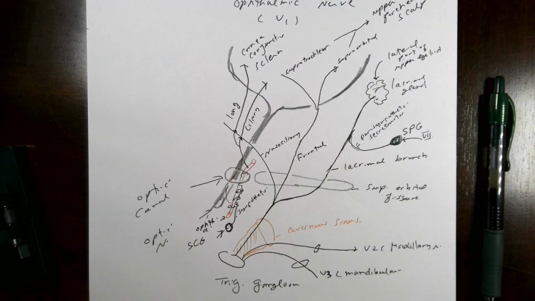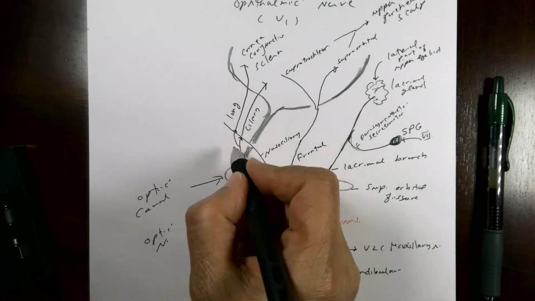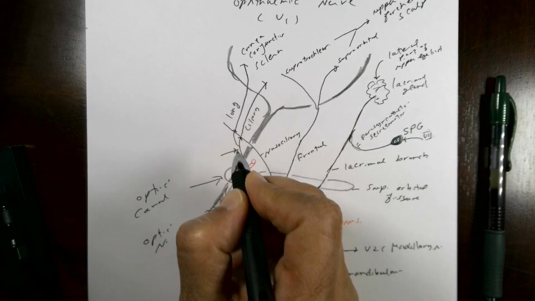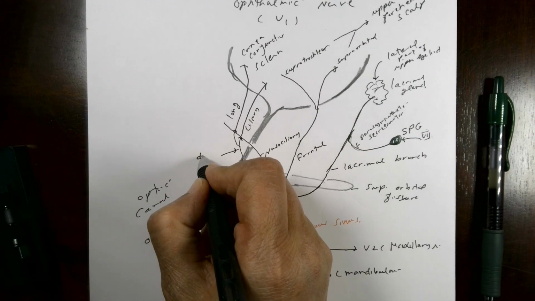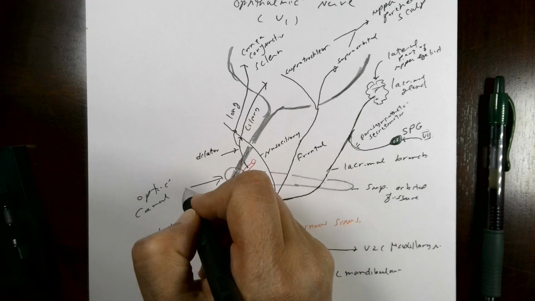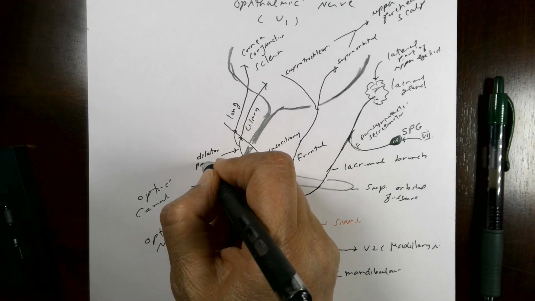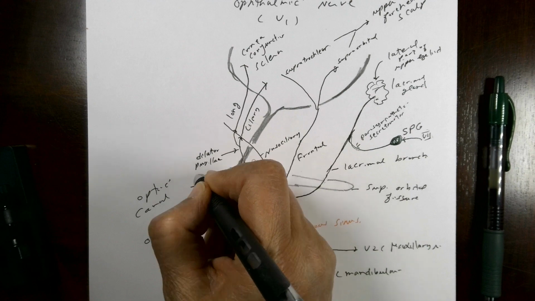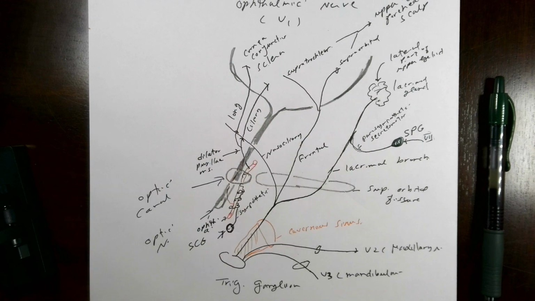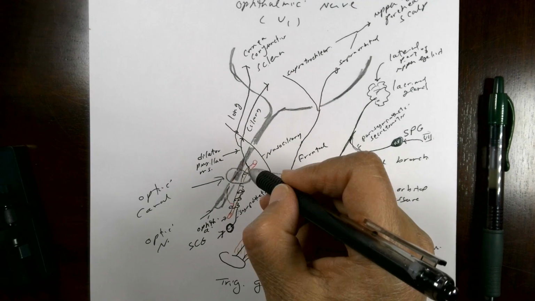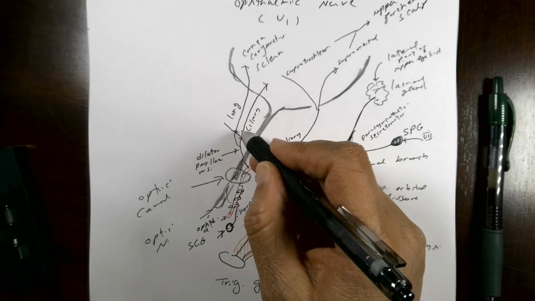What is the function of these sympathetic fibers? They supply the dilator pupillary muscle to dilate the pupil. So this is a communicating branch coming from the sympathetic, joining the long ciliary branches.